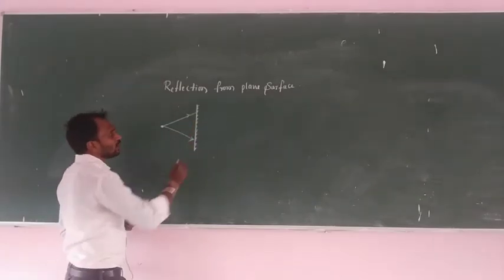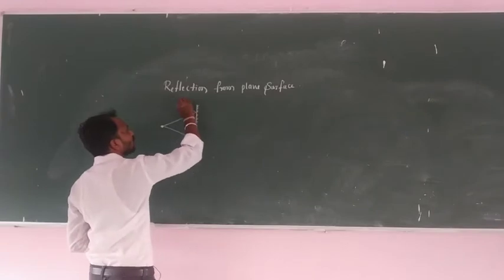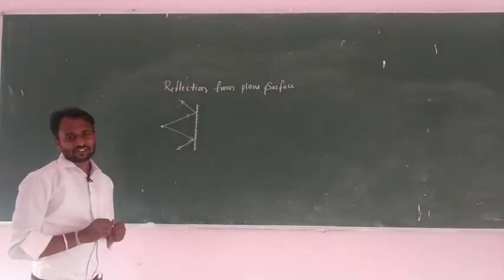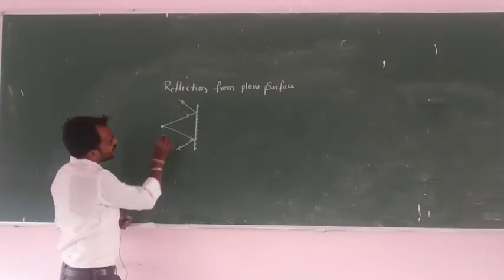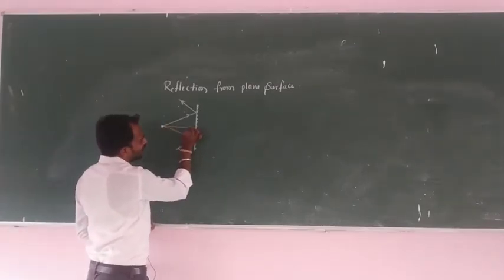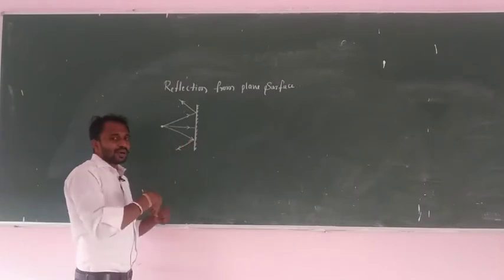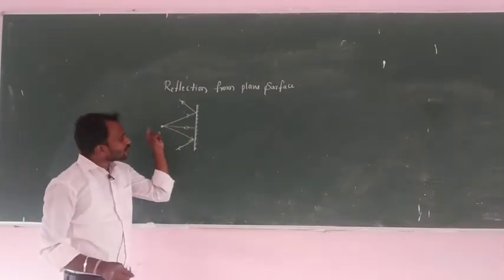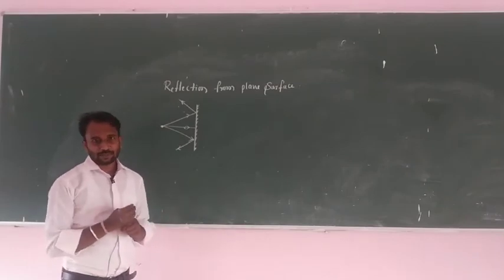Then what happened? So these light rays are reflected. And here we consider that this one is also an incident ray. Okay, and along the same path we will get a reflected light ray. So this one we consider a normal.